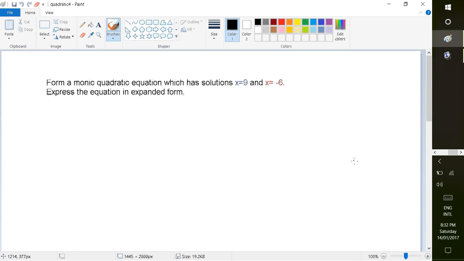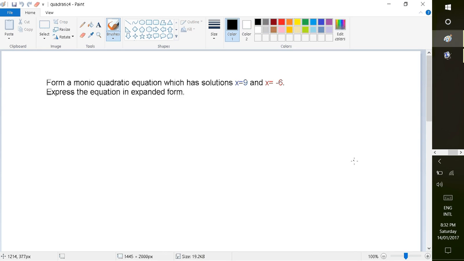Today we're going to solve a problem involving a quadratic equation. So we need to form a monic quadratic equation which has solutions x equals 9 and x equals -6. And then we need to express the equation in expanded form. So let's start with the first part.